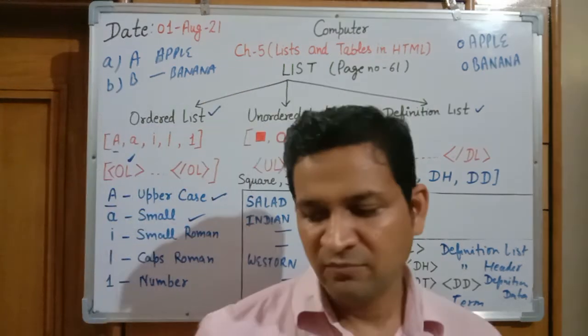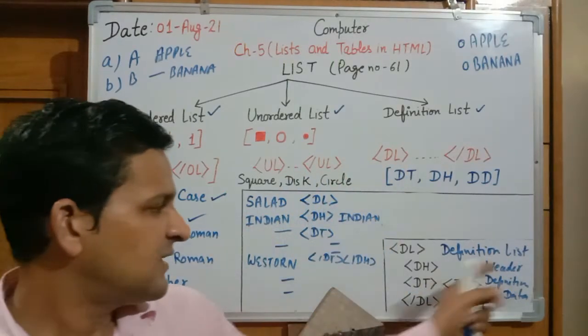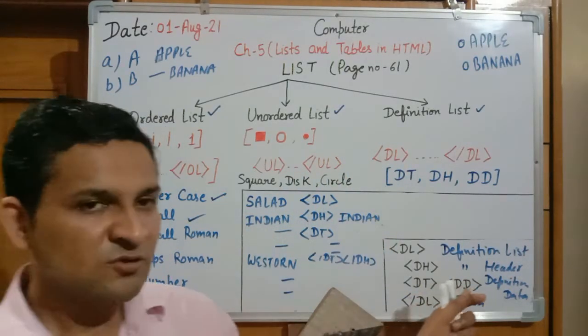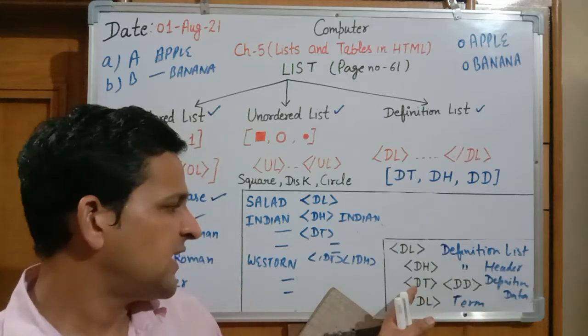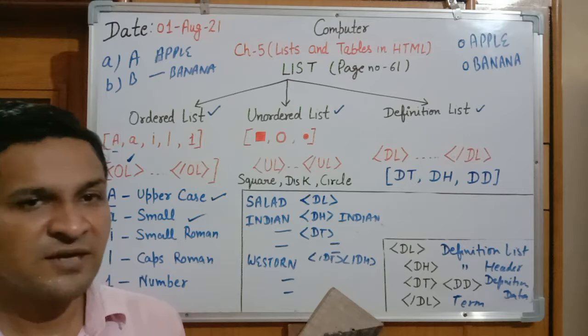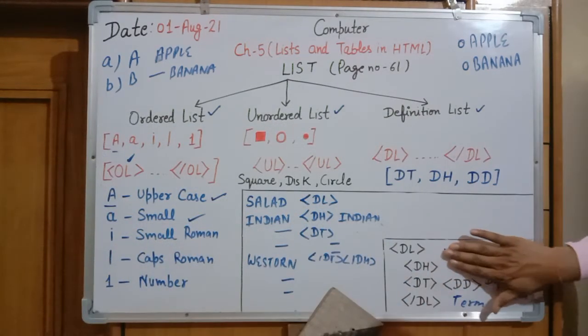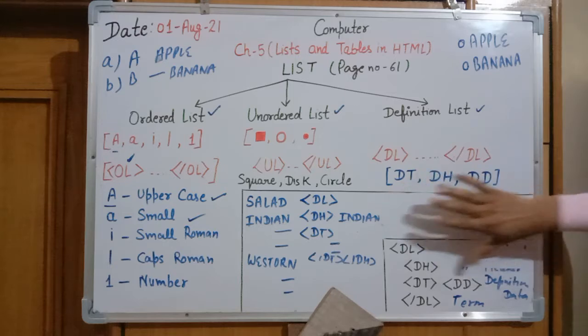Like you are looking in books also. In books, at top heading is written, that is header. Afterward, topic name is written like introduction, that is data term. And data definition, which definition we are writing. It means DL contains, I'll give you one more example.